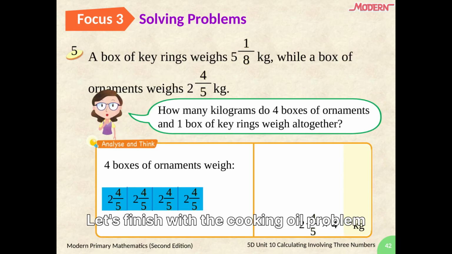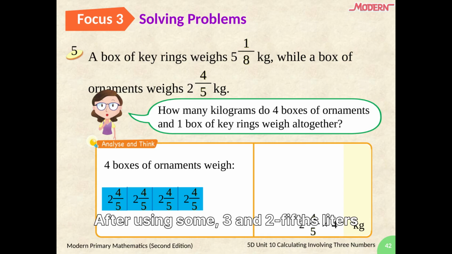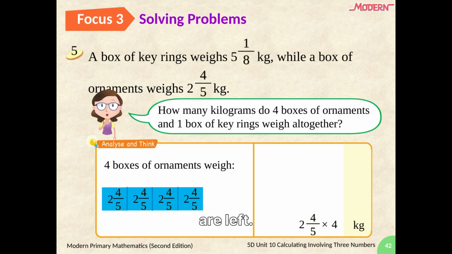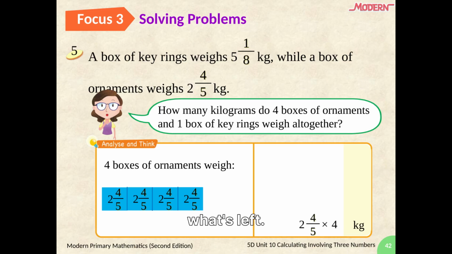Let's finish with the cooking oil problem on page 45. Each tin has 2 and 1/2 liters. A restaurant buys 5 tins. After using some, 3 and 2/5 liters are left. How much was used? The thinking way is to first find the total amount of oil, then subtract what's left. Total oil is 2 and 1/2 times 5 tins, which equals 12 and 1/2 liters.